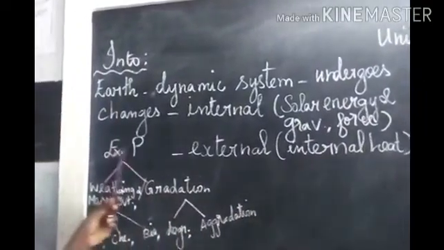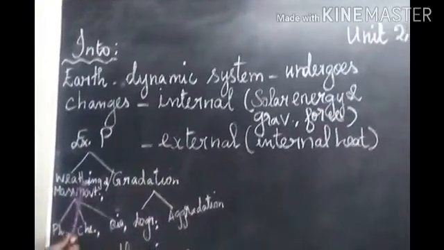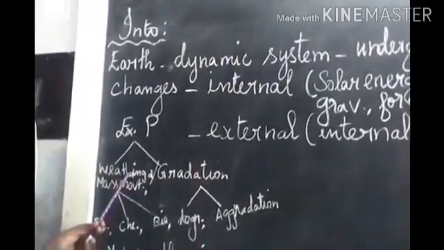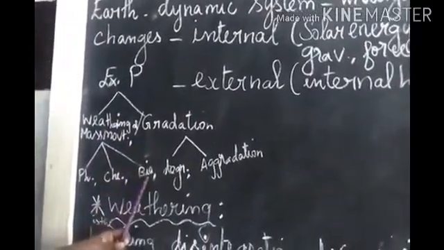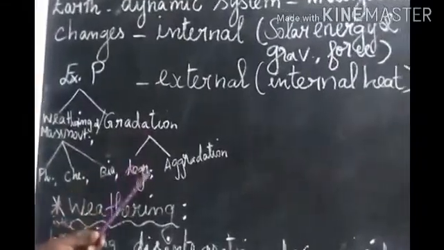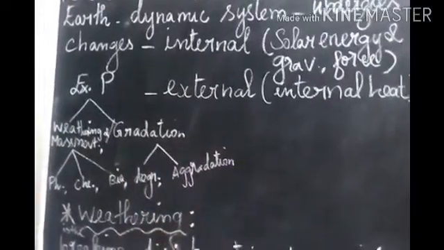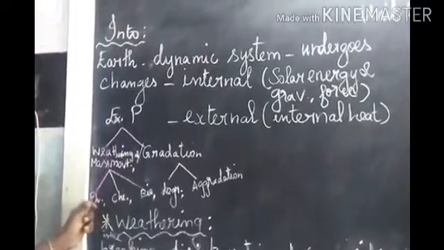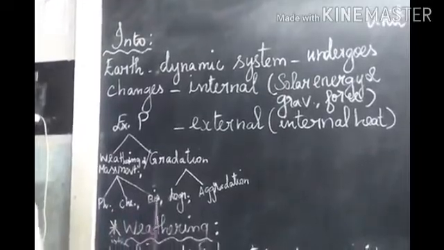The exogenic process, which is otherwise called the external process, is divided into two types: weathering and mass movement, and gradation. There is a further division in weathering and mass movement. It is divided into physical, chemical and biological weathering. The gradation is further divided into degradation and aggradation. These two types will be learned later. First, let us learn about the physical, chemical and biological weathering. So, the exogenetic process is divided into weathering and mass movement, which is further divided into physical, chemical and biological weathering.